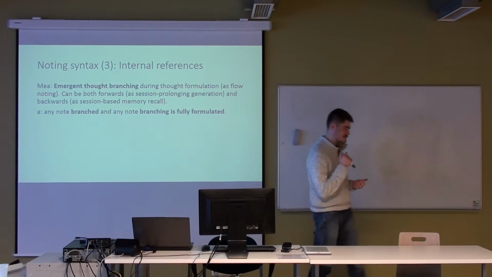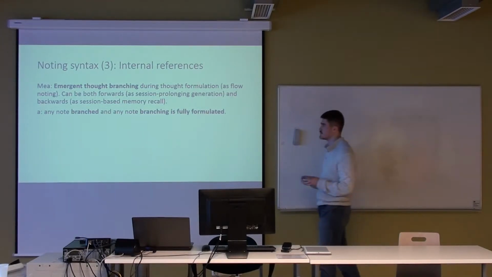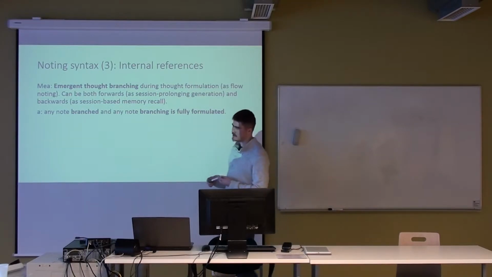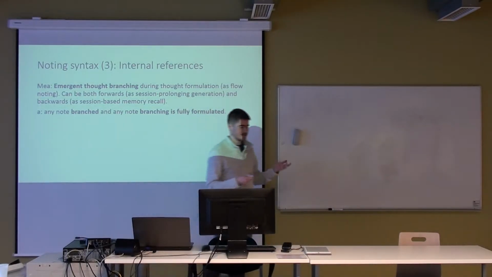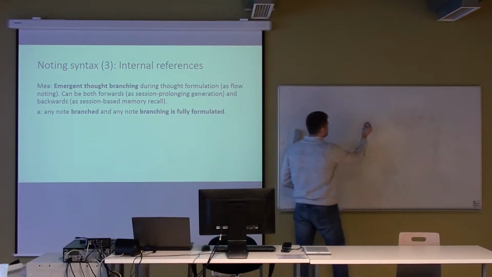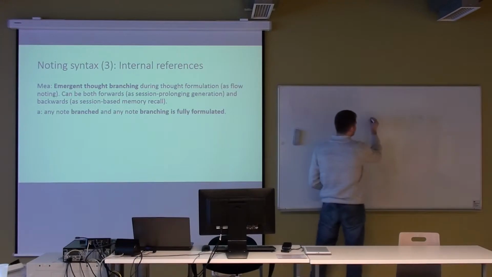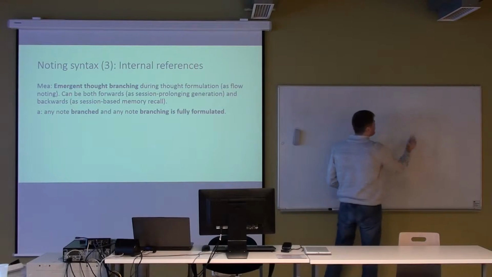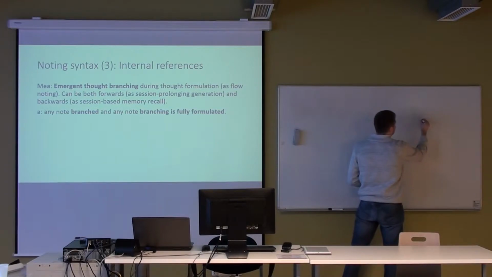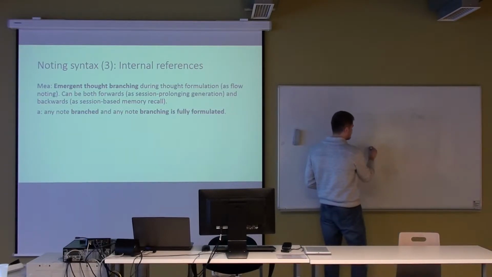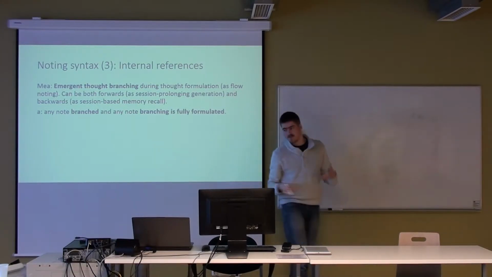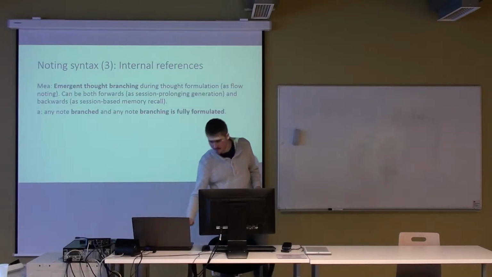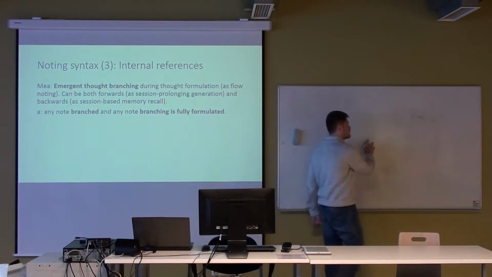The third part of the noting, which is quite essential, is tracking the train of thought. And this is handled using internal references, such that when I have a thought, like a tree structure basically, I have a main thought here, then somewhere in the middle, I have a new thought, right? I'm having a reference for this. I'm going to write it all down, formulate the thought, and then continue with the so-called main branch. The thought could also be at the end of the main branch thought, and I can go deeper from there as well, assuming that I'm always formulating my thoughts fully. Branching is fully formulated, it means that if I start a thought, I have to finish it.